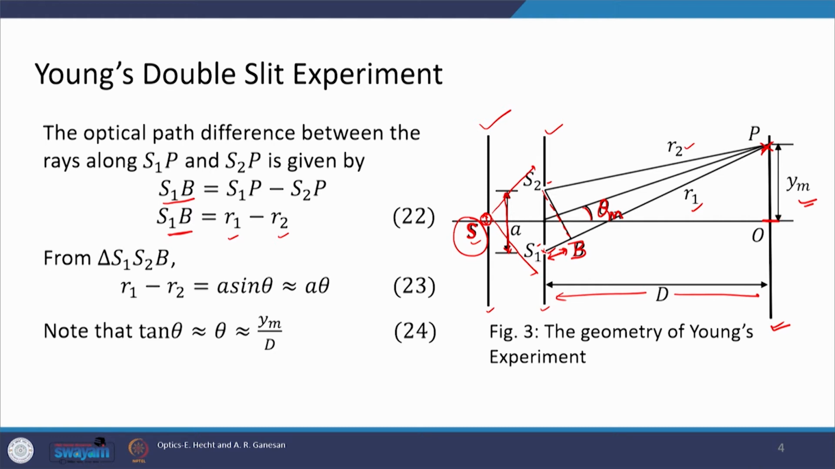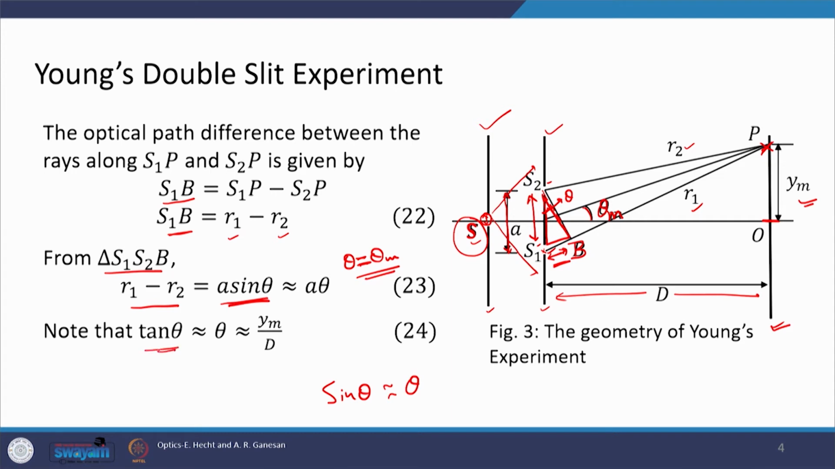Now, if we look into the triangle S1 S2 B, then R1 minus R2, which is S1B, would be equal to a sin theta. Here theta is theta m, where m stands for the mth fringe, as I already told you. If we do not want to take into account the fringe number right now, we can assume that theta m is equal to theta. Since S1 S2 is a and this angle is theta, under the approximation that capital D is very large and small a is very small, a sin theta would be equal to a theta, because sin theta is approximately theta.